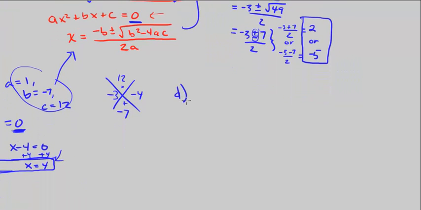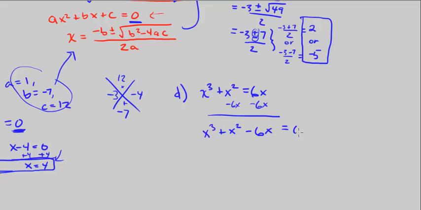For D, we start with the equation x cubed plus x squared equals 6x. And we're solving for the value of x. It's helpful, first of all, to have it set equal to 0. So let's subtract 6x from both sides. We get x cubed plus x squared minus 6x equals 0. So now we have it equal to 0. We cannot use the quadratic formula on this just like this because we don't have a squared term as our biggest term. We have a cubed, to the third power.